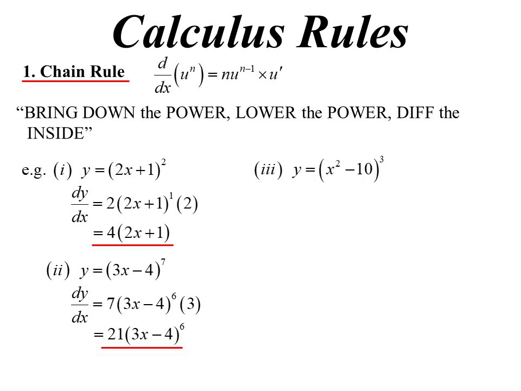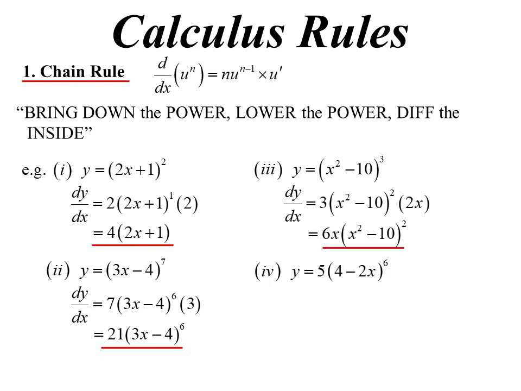Same idea again. Bring down the power, 3, lower the power, 2, diff the inside. Well, if I differentiate the inside, x squared minus 2, I get 2x. 6x(x² - 10)². Bring down the power, but there's a 5 out the front, so 6 5s become 30. Lower the power, 5. Diff the inside. Well, differentiate 4 minus 2x, I get negative 2. Negative 6(4 - 2x)^5.